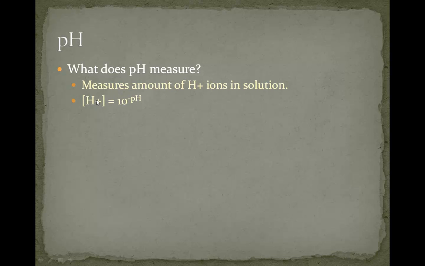And how it's calculated is the concentration of H plus ions equals 10 to the minus pH. So this is the power of 10. This is the concentration of H plus ions in molarity, moles per liter. And this is 10 to the minus pH. So something with a pH of 1 has an H plus concentration of 10 to the minus 1, or 0.1.